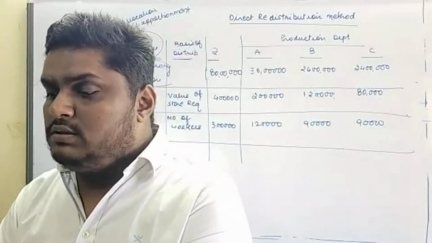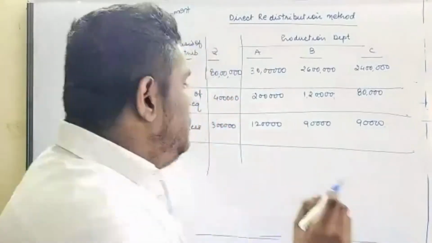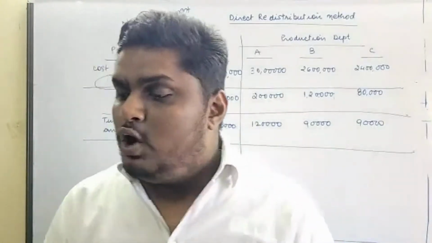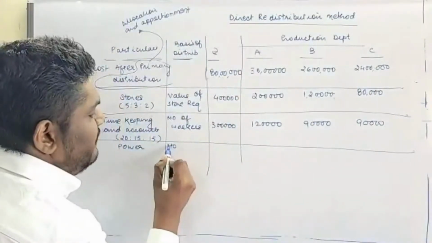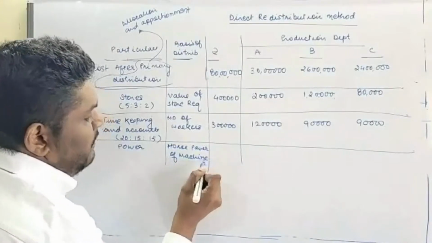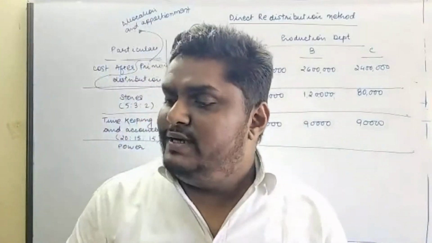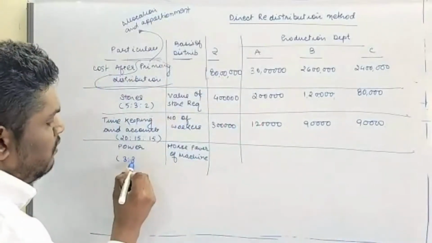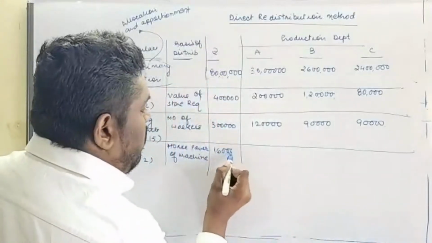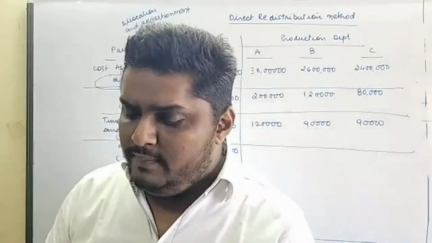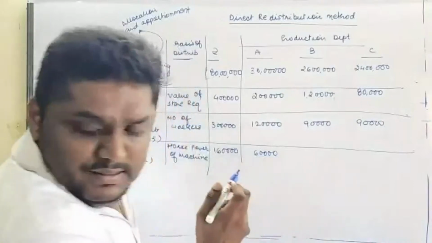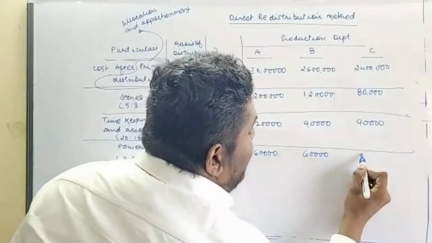Thereafter, the next cost is power cost. Further, in this question, the information is given as regards horsepower of machinery. So this is the only basis of distribution available. The horsepower of machines is in the ratio of 3:3:2, and the total cost is given, that is 1,60,000. So this 1,60,000 will be distributed in the ratio of 3:3:2. So this will be 60,000, 60,000, and 40,000.